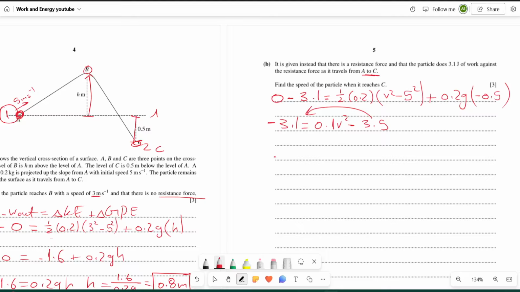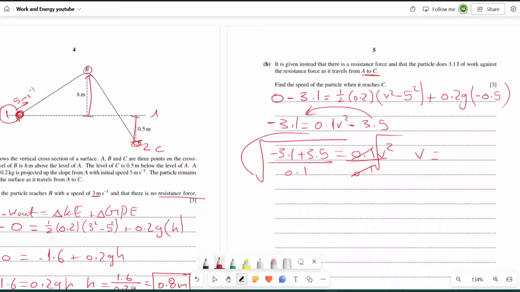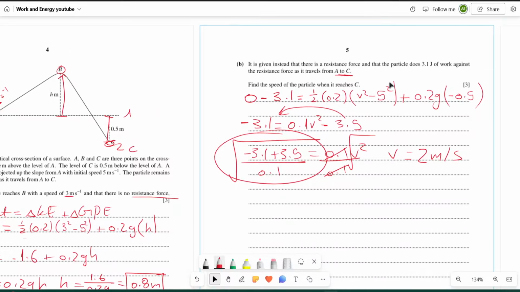Moving this to the other side becomes minus 3.1 plus 3.5 equals 0.1 v squared. Dividing both sides by 0.1, this cancels, and square rooting in order to get v. So v is basically this value: square root of negative 3.1 plus 3.5 over 0.1. That's going to give me a velocity value of 2 meters per second, or 2 ms power negative 1. This is how to apply the work energy principle in any single situation.